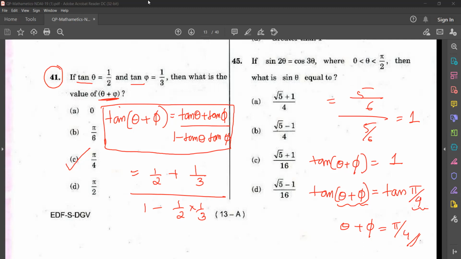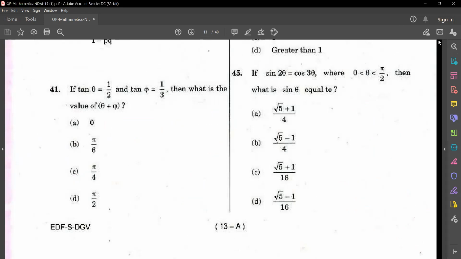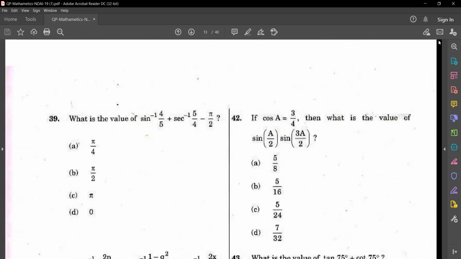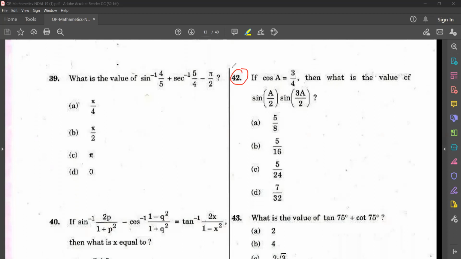Okay, go to the next question. Question number 42. If cos A is equal to 3 by 4, then what is the value of sine A by 2 sine 3A by 2? Options: 5 by 8, 5 by 16, 5 by 24, 7 by 32.